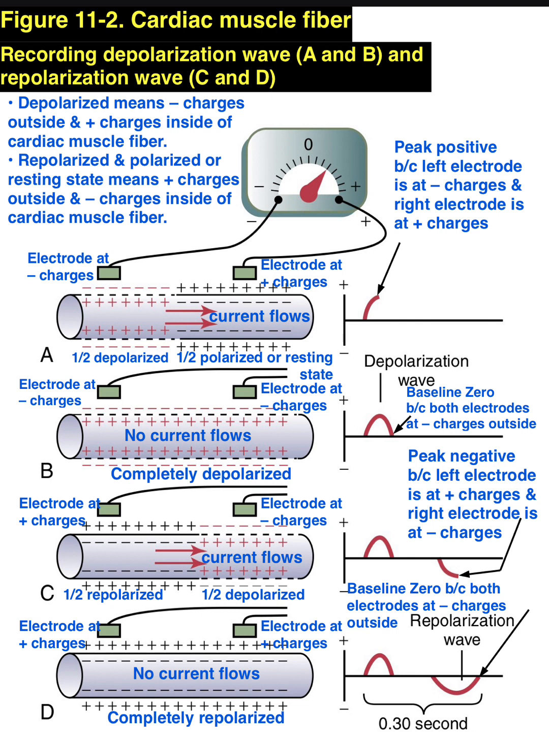negative charges. Let us move to cardiac muscle fiber D, which is completely repolarized, and no current flows. The cardiac muscle fiber shows positive charges outside and negative charges inside. The right side of the diagram shows the repolarization wave returning to baseline 0, and both electrodes are at positive charges outside the fiber.